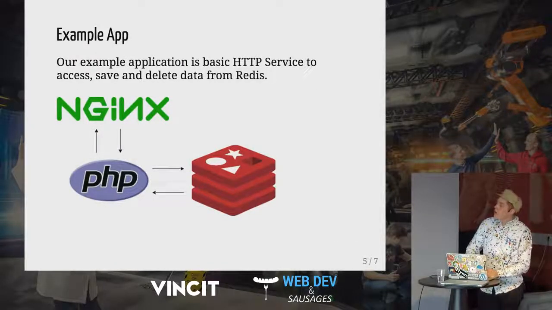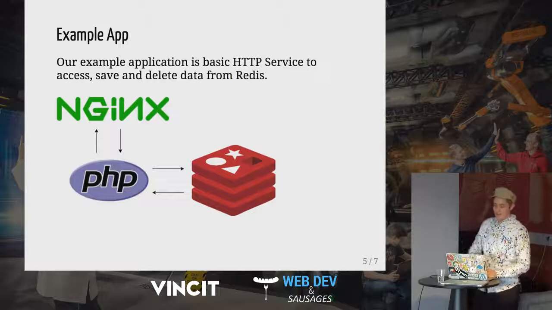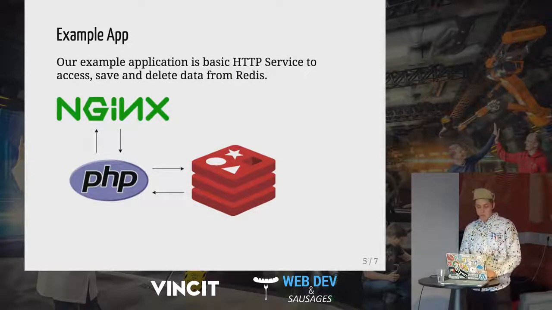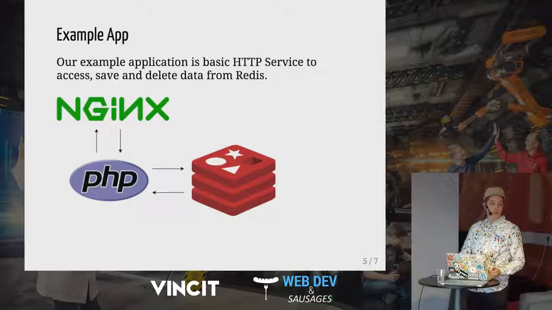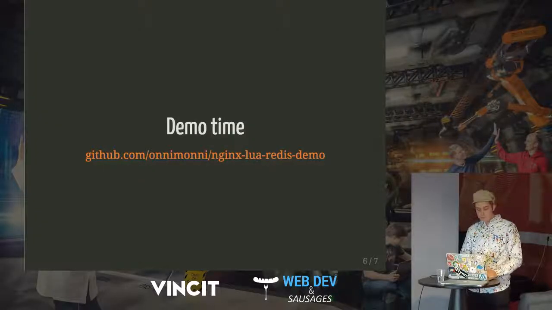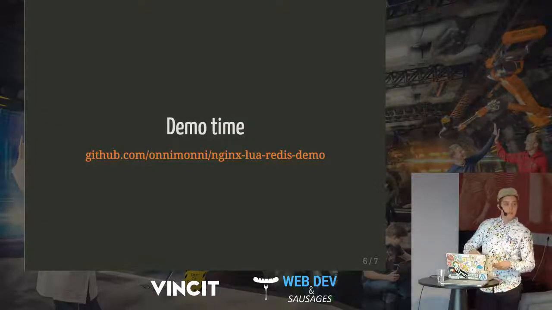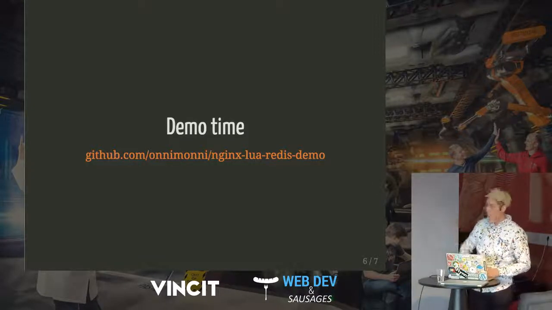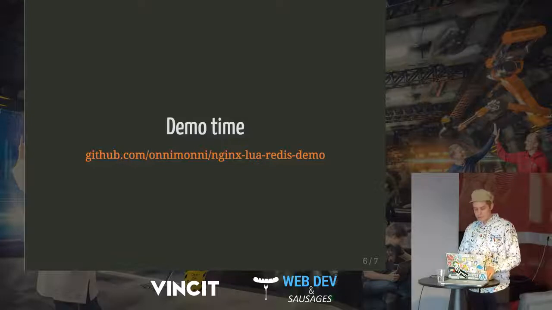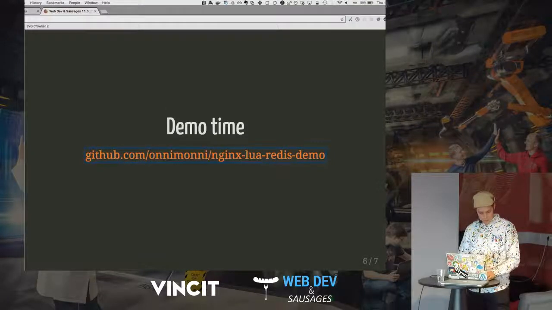In our example app, we are looking at my good friend PHP. Nginx is going to pass the request to PHP, which is going to talk to Redis, and we will see if we can optimize this and remove PHP altogether. This service is just providing a really simple HTTP API with get, post and delete options. If you can't concentrate on the talk, you can just see the source code over here. And let's see how this thing works.